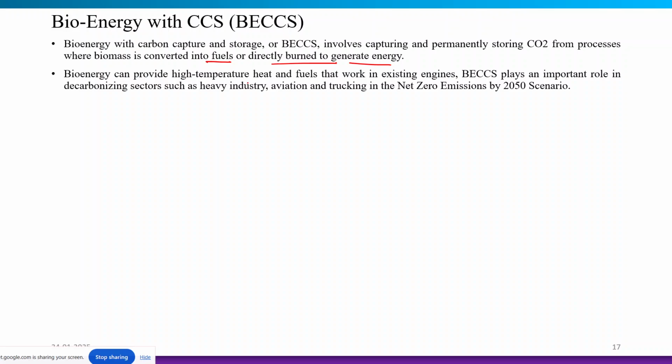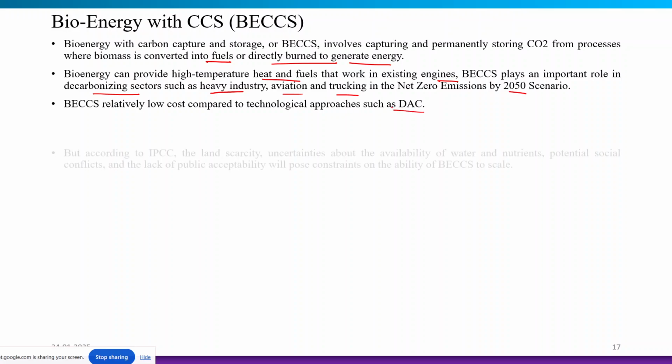Bioenergy can provide high temperature heat and fuels that can work in existing engines also, and this technology, bioenergy with CCS, plays an important role in decarbonizing sectors such as heavy industry, aviation, and trucking in the net zero emission by 2050 scenario. BECCS is relatively low cost compared to technologies like direct air capture.